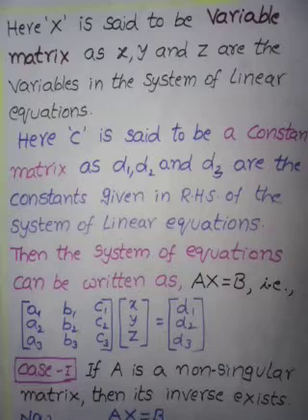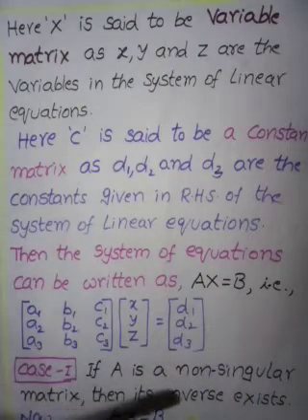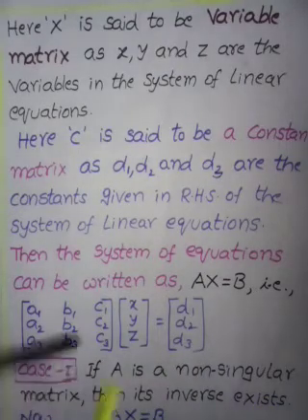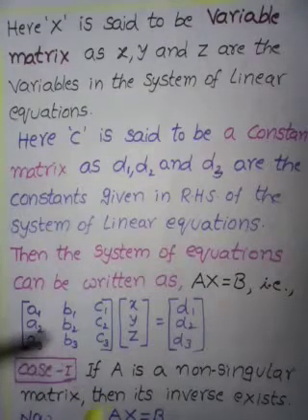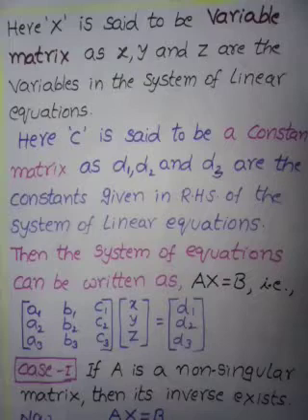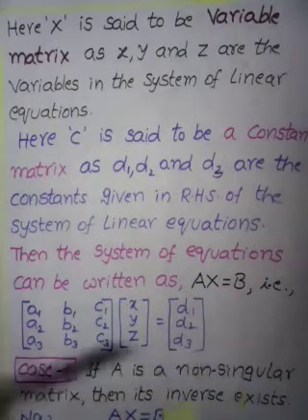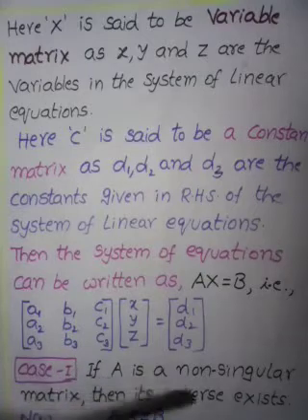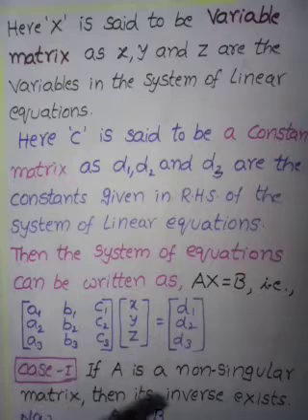Now the third stage, case 1. If A is a non-singular matrix, then its inverse exists. Here we have to find its determinant to see whether it is a singular or non-singular matrix. This is the third stage. If the determinant of the matrix A is not equal to 0, it is said to be a non-singular matrix. Then its inverse exists. We know that only for non-singular matrices does the inverse exist.